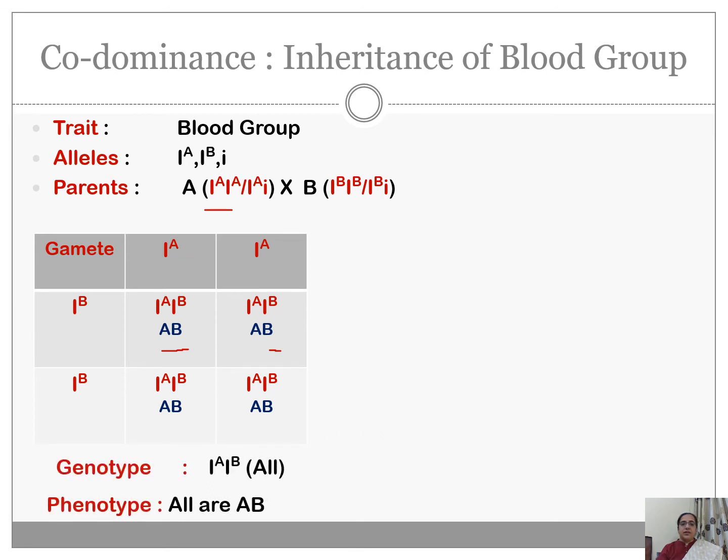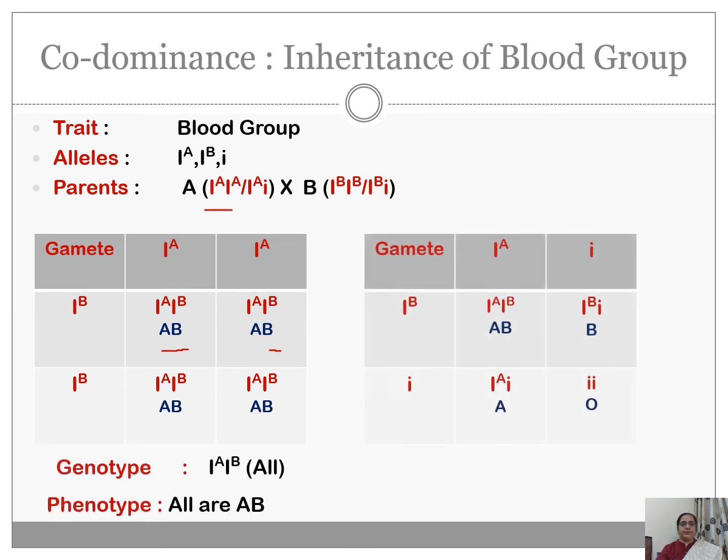Now let us consider another situation. When the parents are heterozygous. So as you can see, small i is also present. Now see, in the progeny, we are able to see all the four possible combinations of blood group.